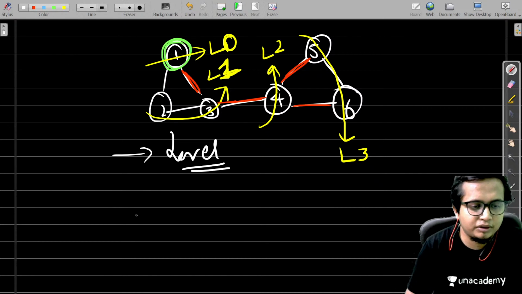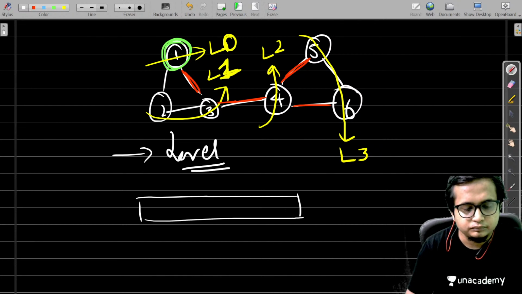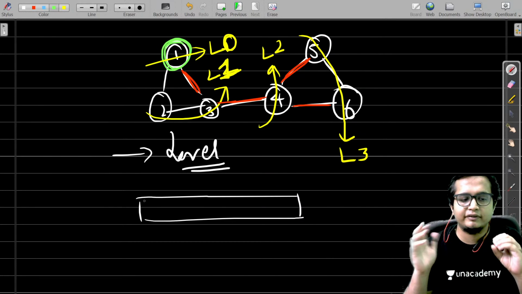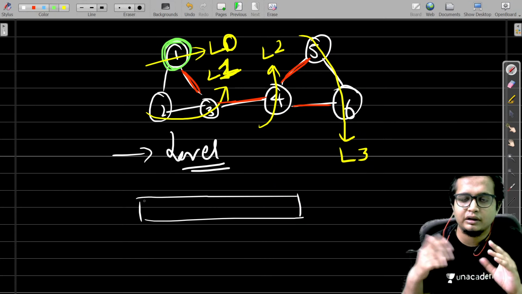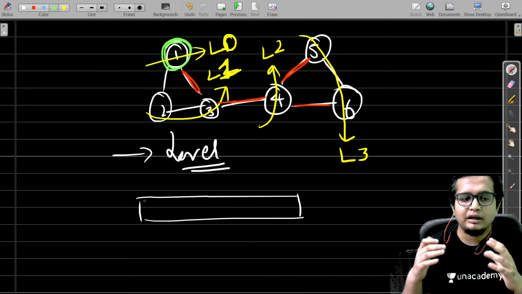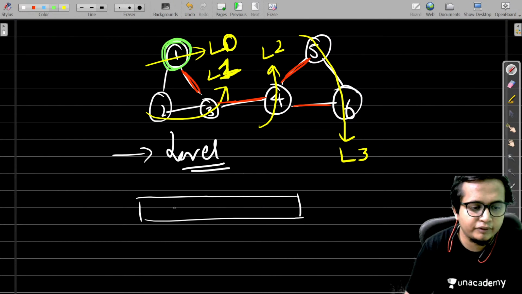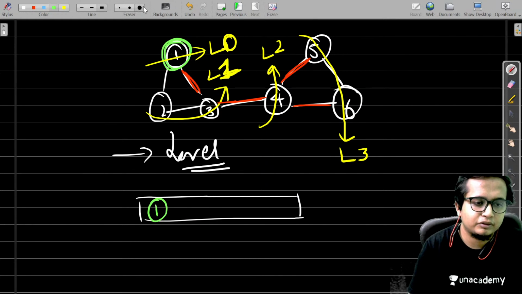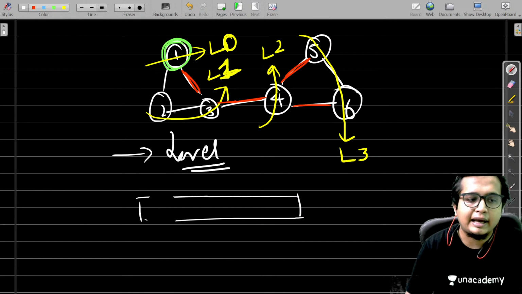So what we do is implement it using a queue. The same concept is here: we would be using a visited array so we don't visit any node repeatedly. We would visit every node once. So first I would add the source node, which is 1. Then I pop 1, the frontmost node, and mark it as visited.